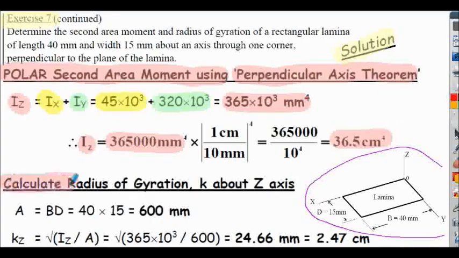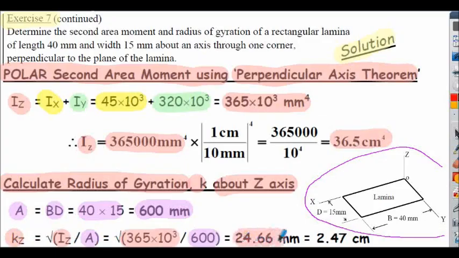And finally we calculate the radius of gyration, k, about the z-axis. So I firstly calculate the area of the rectangle from where I can find the kz value. Calculated here in millimeters and then in centimeters. 2.47 centimeters is the final answer.